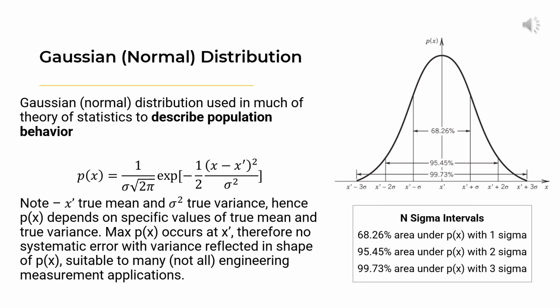Here, p depends on the specific values of the mean and the variance. A maximum in p of x occurs at x equals x prime, the true mean value. This indicates that in the absence of systematic error, the central tendency of a random variable having a normal distribution is toward the true mean. The variance reflects the width or range of variation in p.